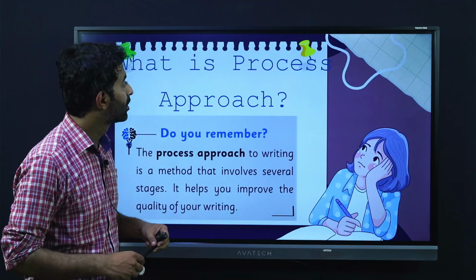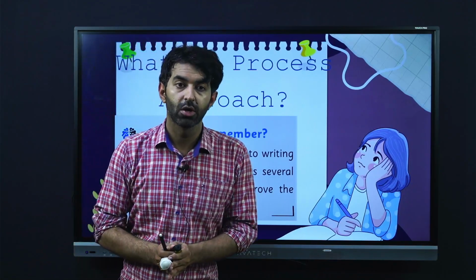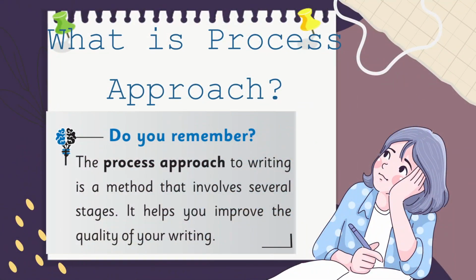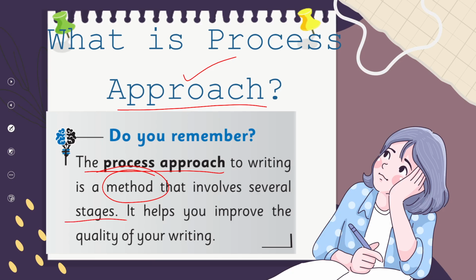Now, let's talk about keeping that in mind, my favorite hobby. Let's see how we can do it by process approach of writing. So, first, let's understand this process, this approach. You can call it a method also. So, the process approach to writing is a method that involves several stages. This means it has different stages.